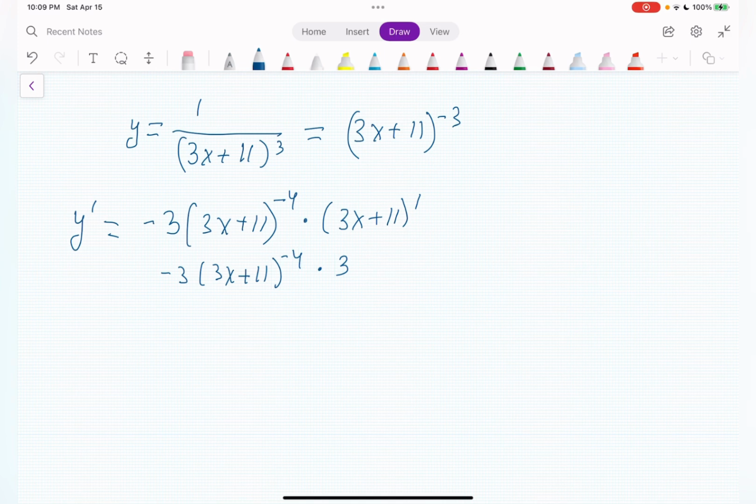So this is going to be equal to negative 9 on the top, because 3 times negative 3 is negative 9. And because here we have a negative, it will move downstairs: 3x plus 11 to power positive 4. Okay, let me take the picture. We put the answer.